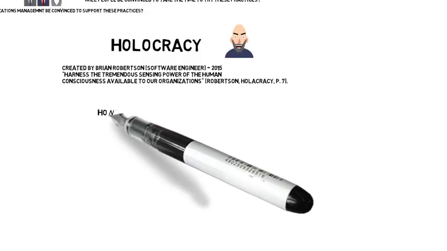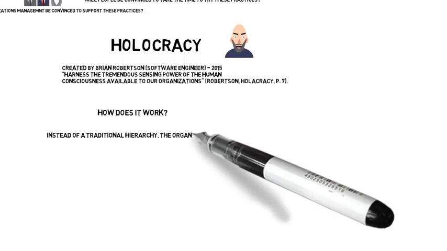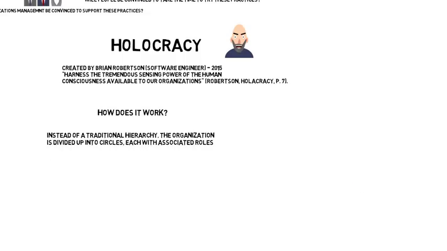So how does it work? Well, basically, the organization is divided up into a number of circles, and each one of these circles has different responsibility and different roles for different things in the organization.